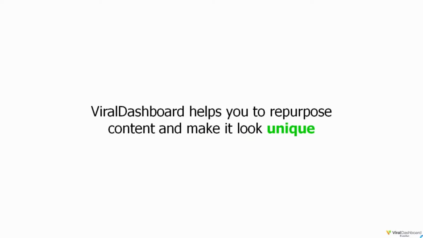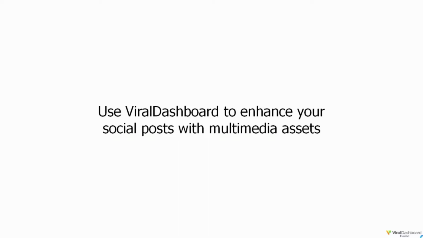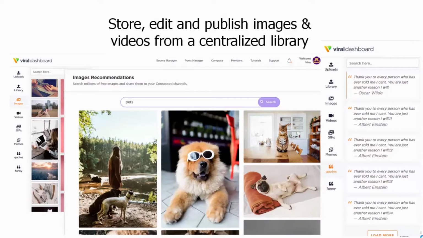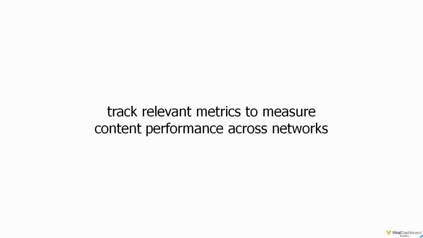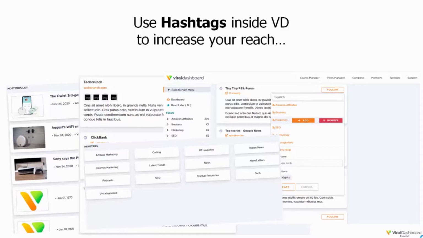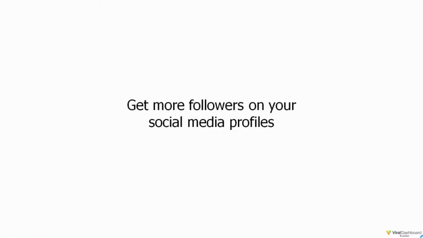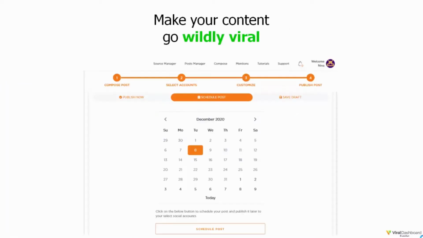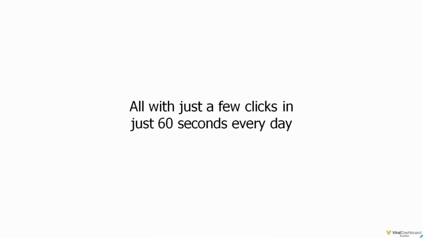Not just finding and sharing content, Viral Dashboard also helps you to repurpose content and make it look unique. Use Viral Dashboard to enhance your social posts with multimedia assets, store, edit, publish images and videos from a centralized library, and even track relevant metrics to measure content performance across networks. Use hashtags inside Viral Dashboard to increase your reach, get more followers on your social media profiles, and make your content go wildly viral, all with just a few clicks in just 60 seconds every day.